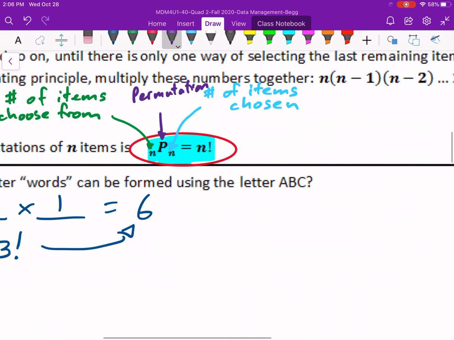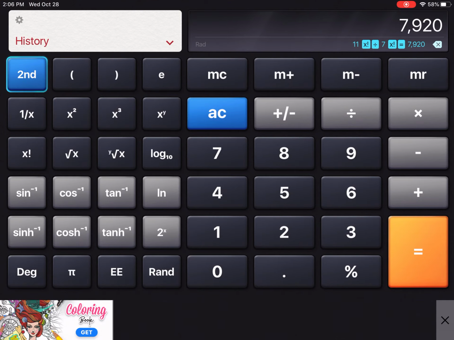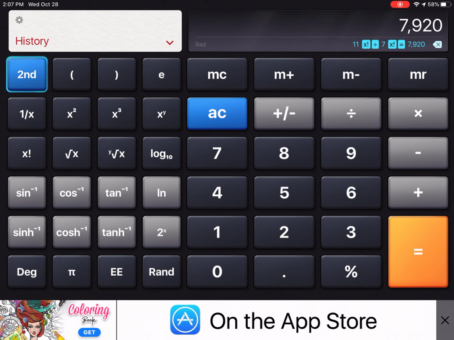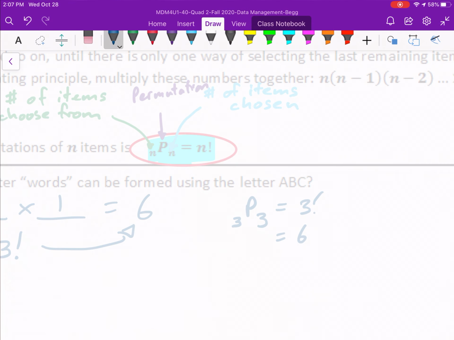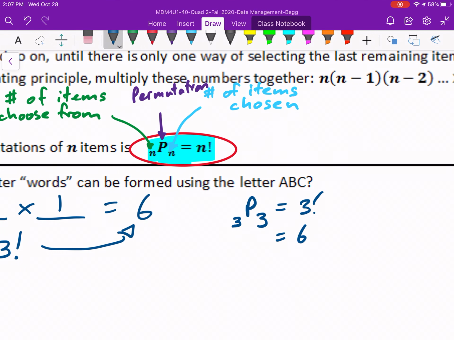So if I've got 3 items to choose from, 3 letters, A, B, C, and I want to do all 3 of them, then that's going to be equal to n factorial, which is 3 factorial, which is what we've already got, which is equal to 6. However, most calculators should have permutation options on them. My iPad calculator doesn't, so I'm going to have to switch to my real calculator and show you.